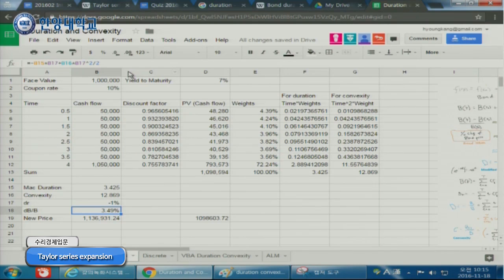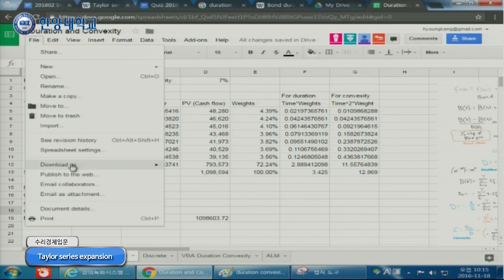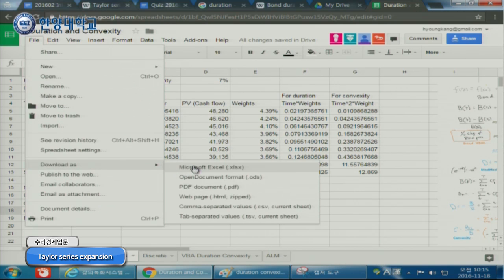If you click File, Download as Excel, you can download it. If you don't need Excel, you can toy around with this file.